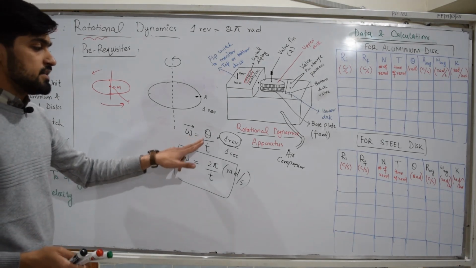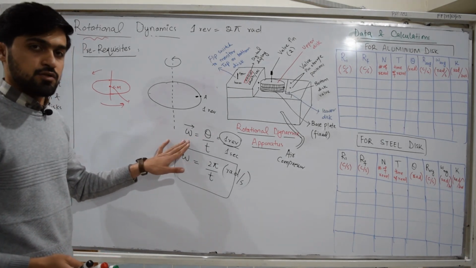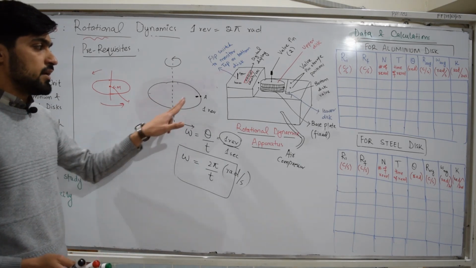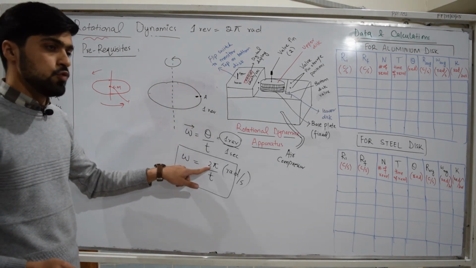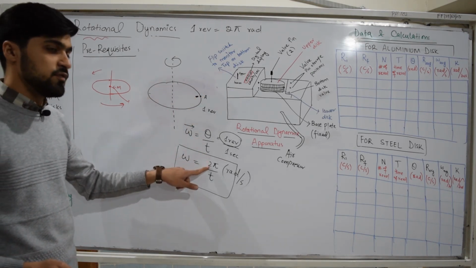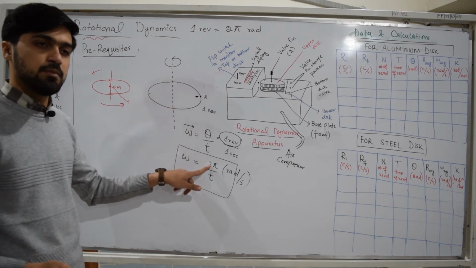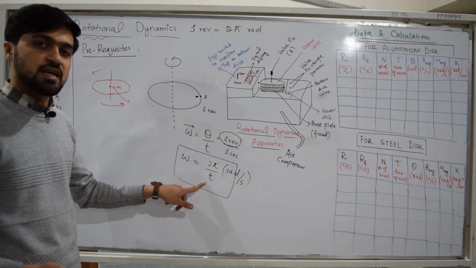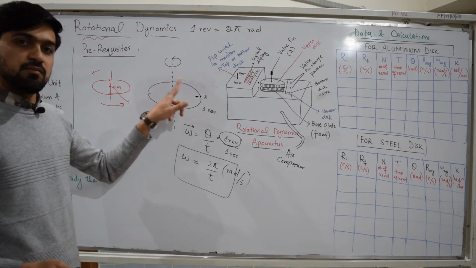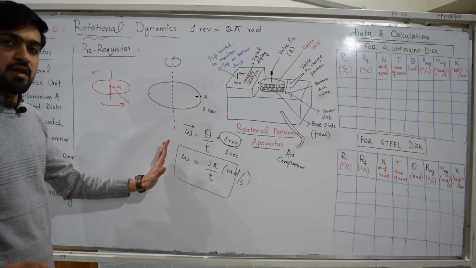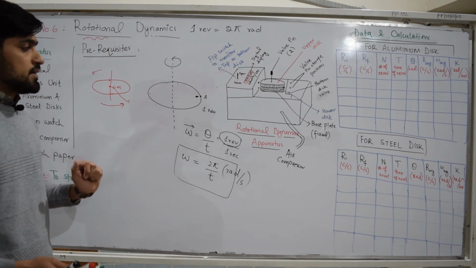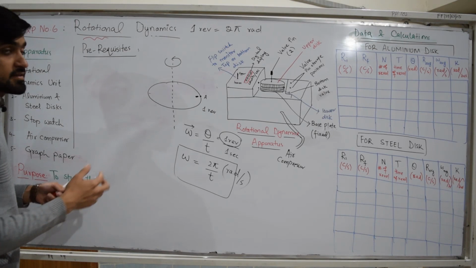So omega is equal to theta by t. This is the angular velocity. If the disk is rotating, it starts at point A and completes one revolution, then it will be 2 pi. If it completes 2 revolutions, this will be 4 pi. If it completes 3 revolutions, it will be 6 pi by t, where t is how much time is taken to complete these revolutions. So simply, this is a vector quantity, and this is the angular velocity. Now we are discussing the prerequisites.